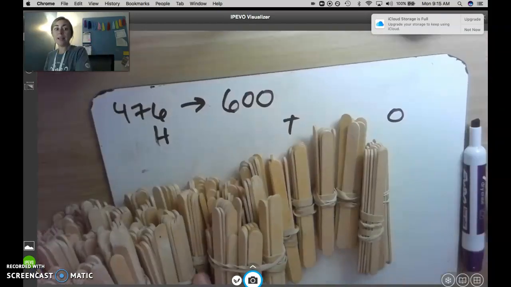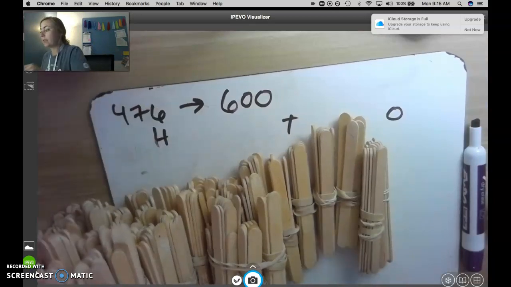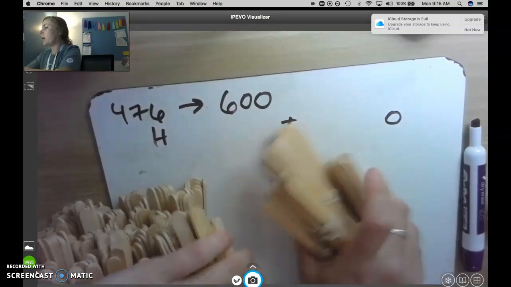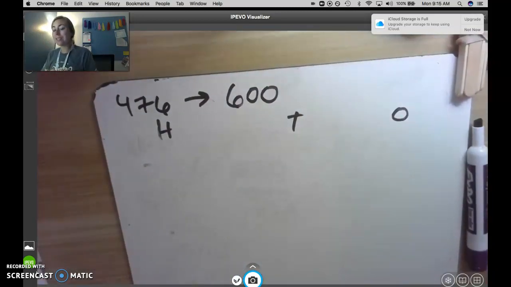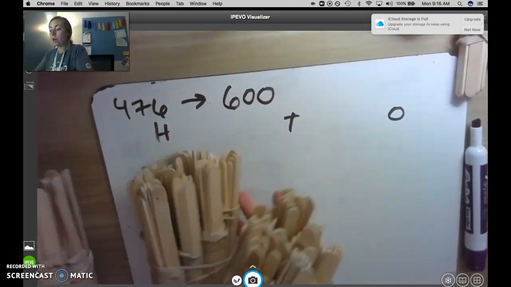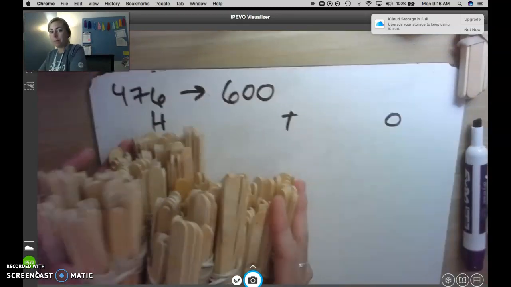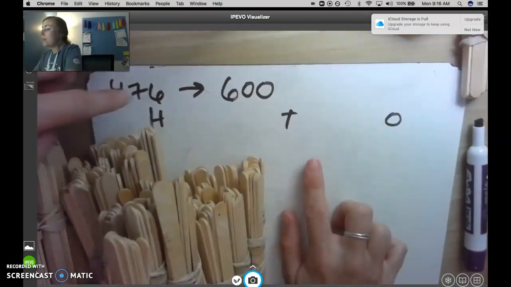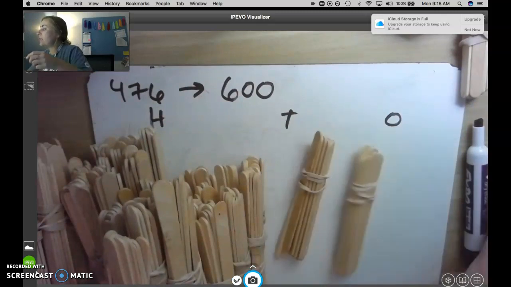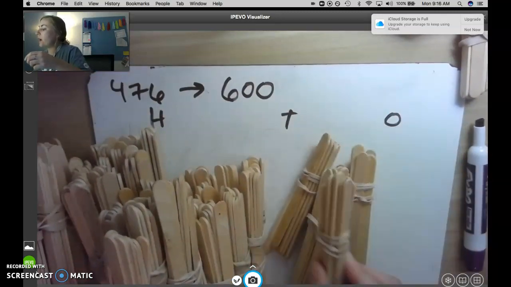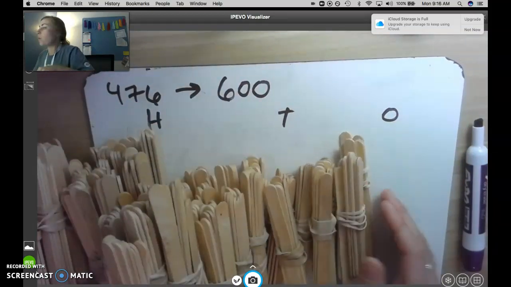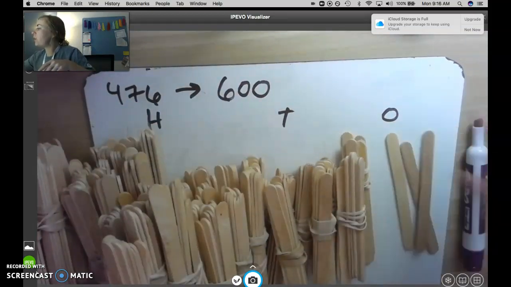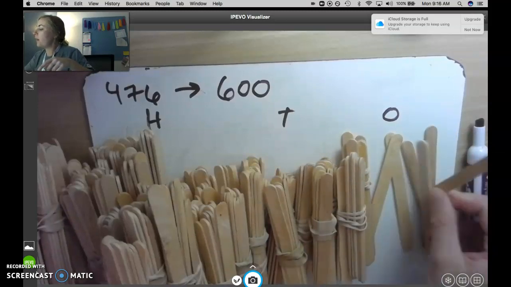Next, we are going to count from 476 to 600. These are some big numbers. So I'm going to put here 476. I know that 476 has 4 hundreds, 100, 200, 300, 400, 7 tens, 10, 20, 30, 40, 50, 60, 70, and 6 ones. 1, 2, 3, 4, 5, 6.